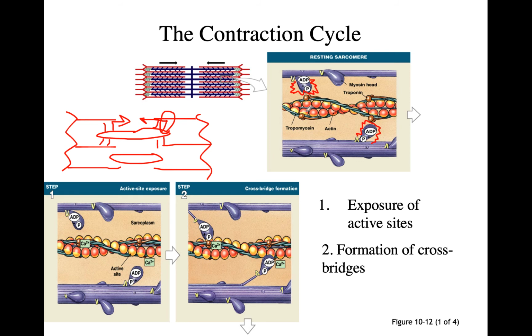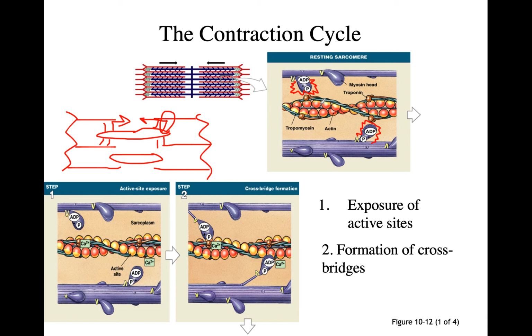Nothing is happening here in terms of a contraction because, again, the myosin head has nowhere to bind to. These binding sites are blocked by tropomyosin. But how do we unblock them? Well, this is where calcium comes into play.